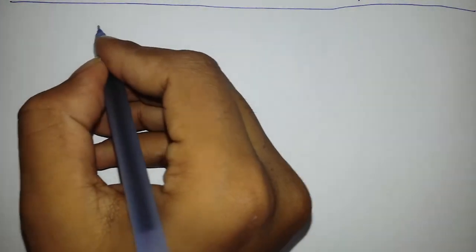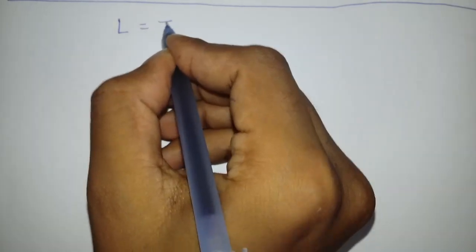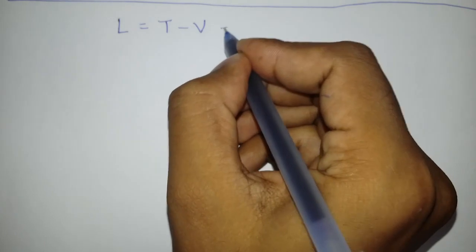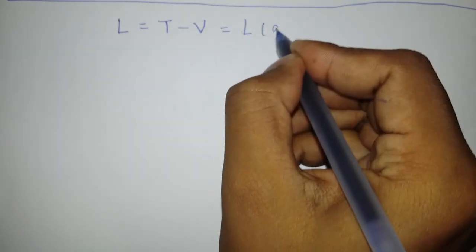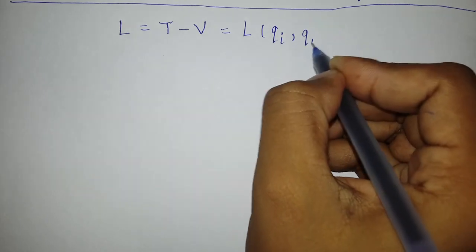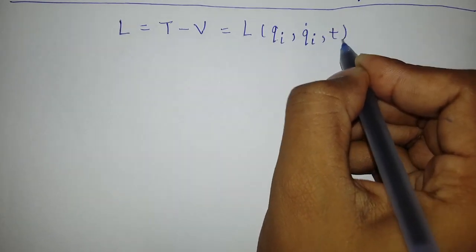In this video, we will derive the Euler-Lagrange equation using the method of variational calculus. Suppose for a physical system, we have the Lagrangian, which is usually defined as kinetic energy minus potential energy, and is also a function of the q_i's, the generalized coordinates, their time derivatives, and time.